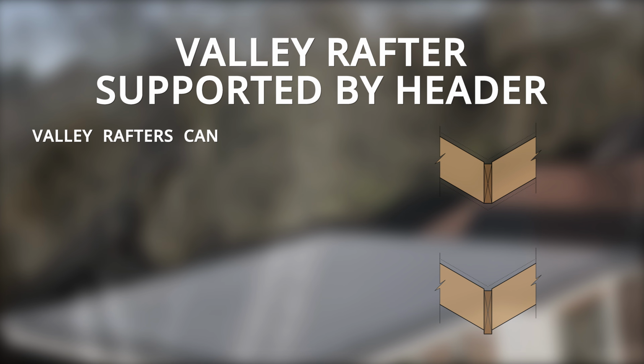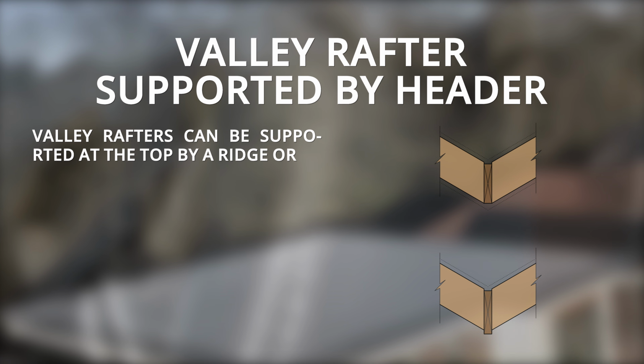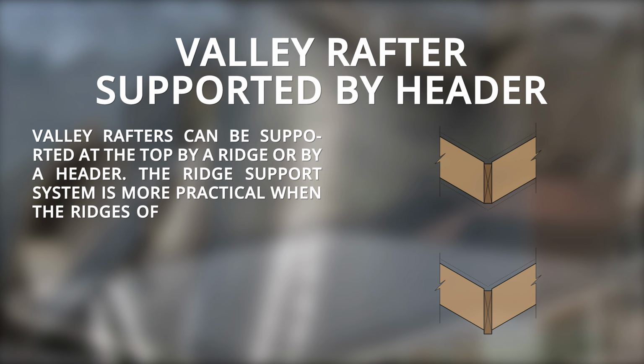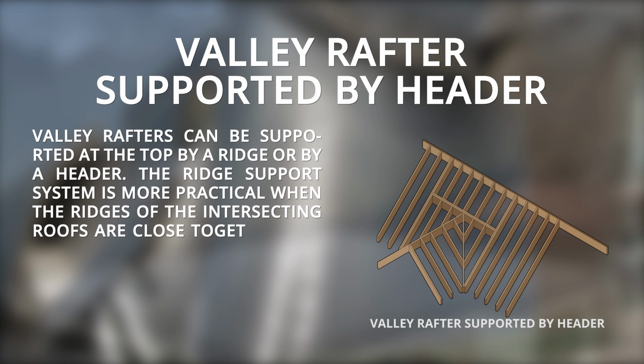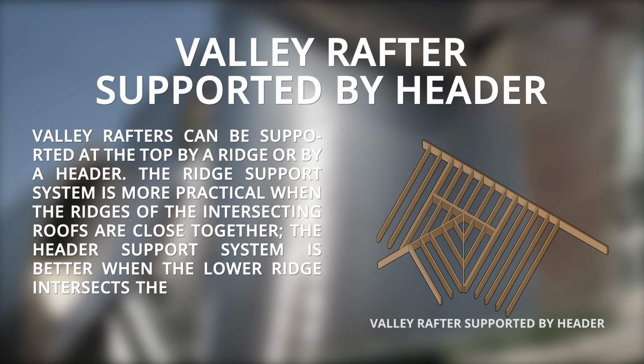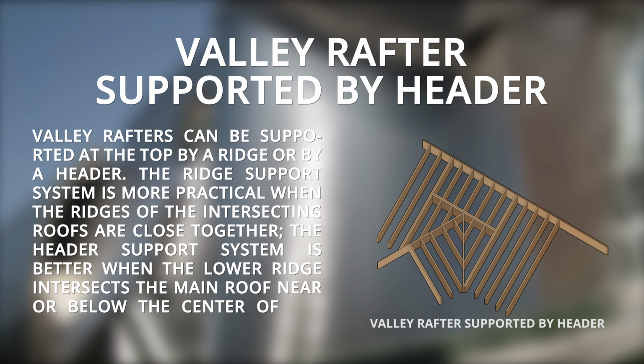Valley rafters supported by header. Valley rafters can be supported at the top by a ridge or by a header. The ridge support system is more practical when the ridges of the intersecting roofs are close together. The header support system is better when the lower ridge intersects with the main roof near or below the center of the rafter span.